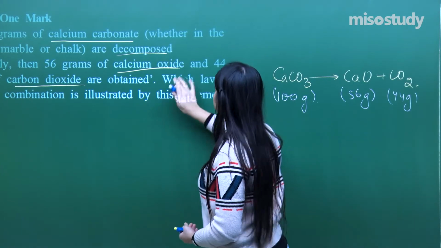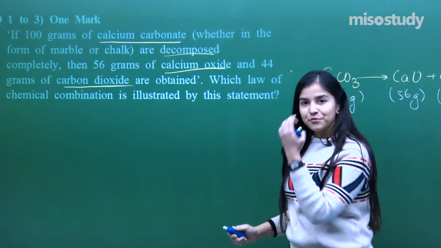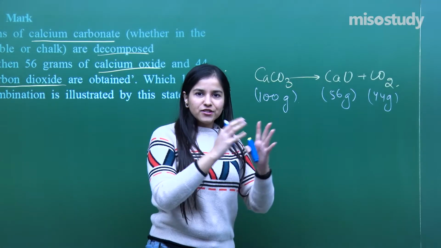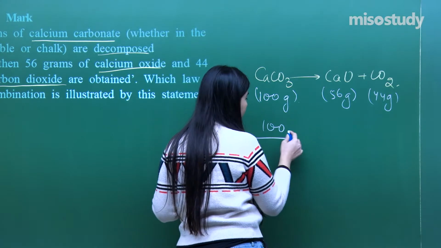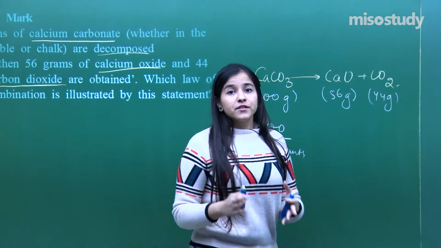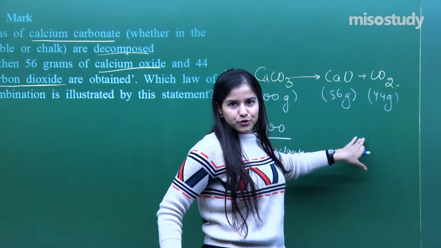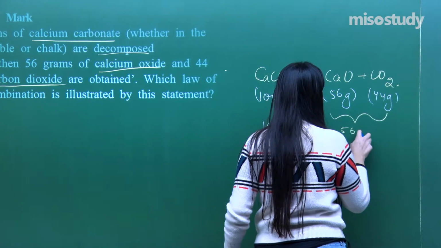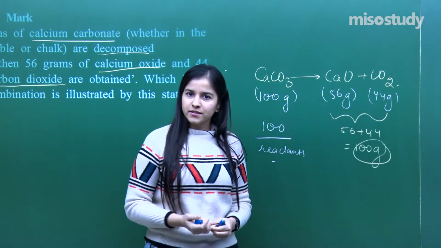What they are asking is which law of chemical combination is illustrated by this statement. Can you tell me any guesses? What they need is just the justification of the mass on both sides. So let us calculate. 100 is the total for reactants, and we know as per the law of conservation of mass, the total mass on the reactant side will be equal to the total mass on the product side. So 56 plus 44, how much? It is going to be again 100 grams, and this proves what chemical combination law?